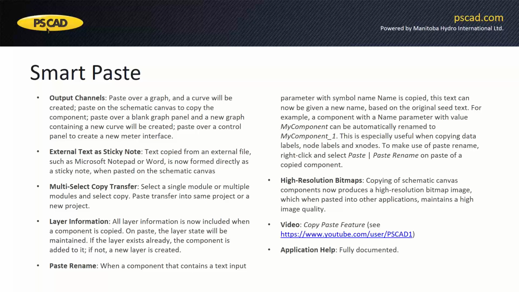The paste rename function, you have to select it specifically, but it will automatically rename all of the source signals in your copy so that when you paste it, you don't get a bunch of source contentions when you next launch the case.